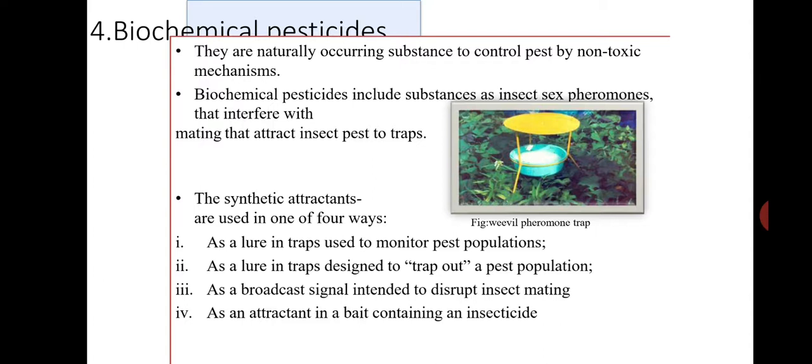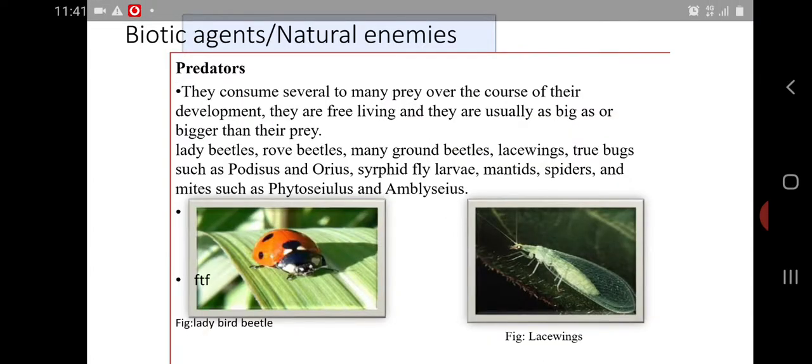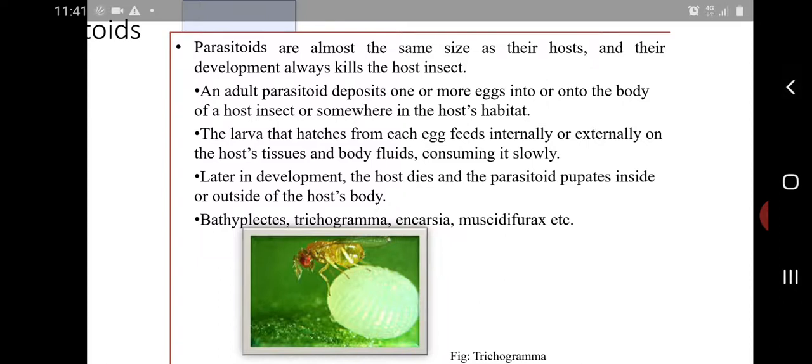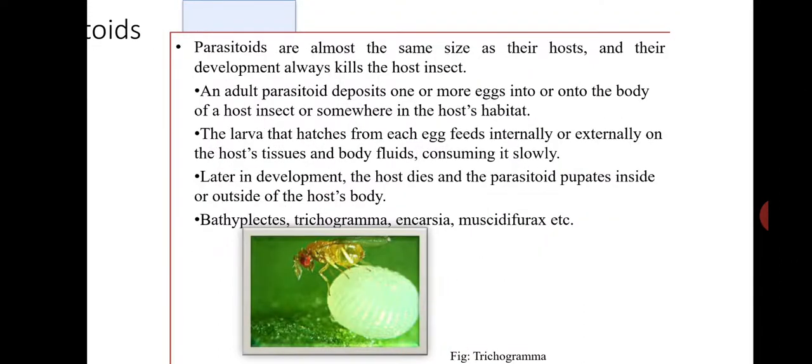It is used in any of four ways: as a lure in traps used to monitor pest populations, as a lure in traps designed to trap out a pest population, as a broadcast signal intended to disrupt insect mating, and as an attractant in a bait containing an insecticide. I will discuss more in the Zoom class. Certain biotic agents like predators. Predators are used one against one, using the same against the same. They consume several to many prey over the course of their development. They are free living and are bigger than their prey. Examples are lady beetle, rove beetle, many ground beetles, insects basically. They are going to eat those small pests. Okay. I'll discuss parasitoids in my next class. Okay. Thank you.